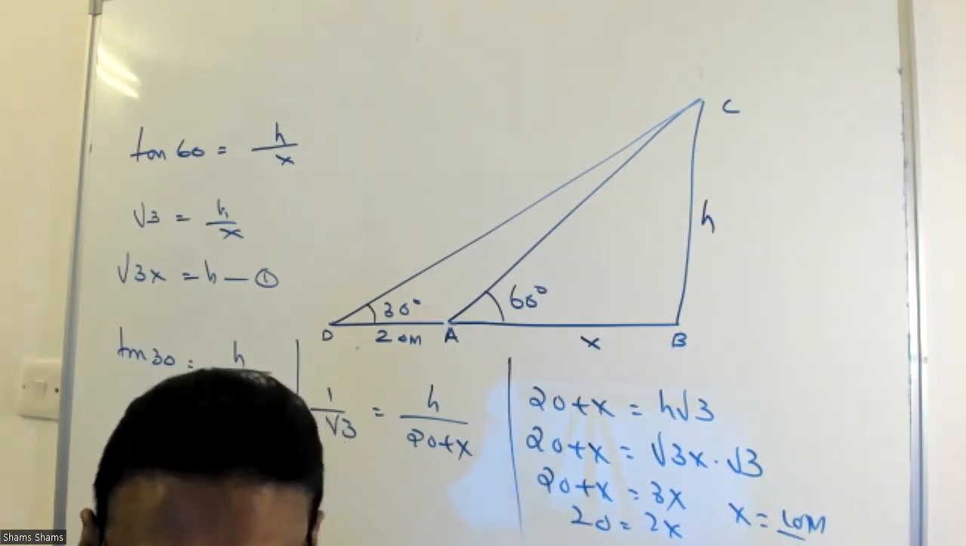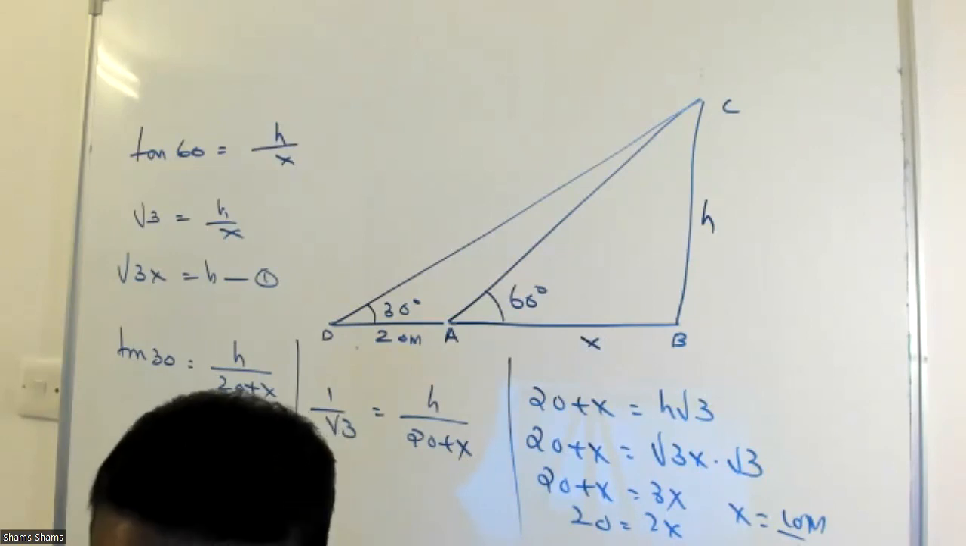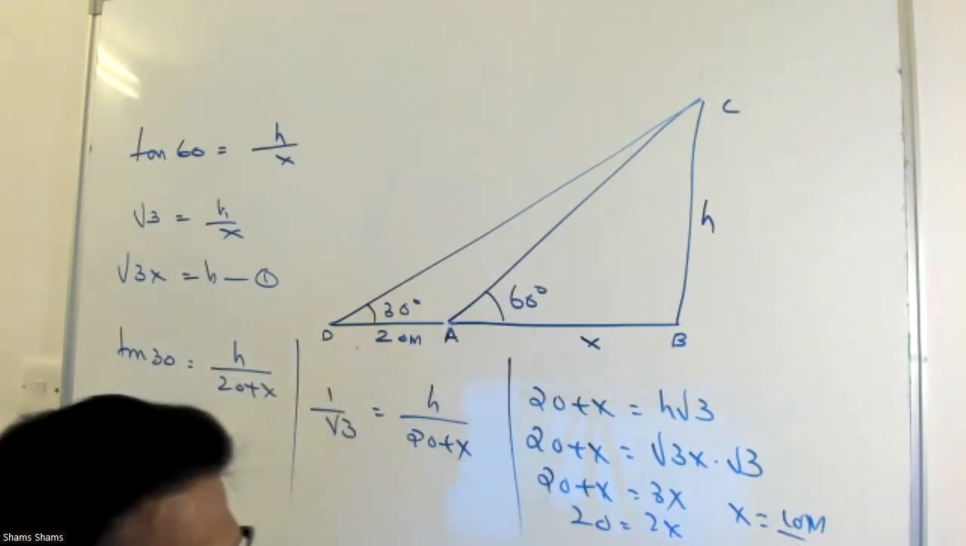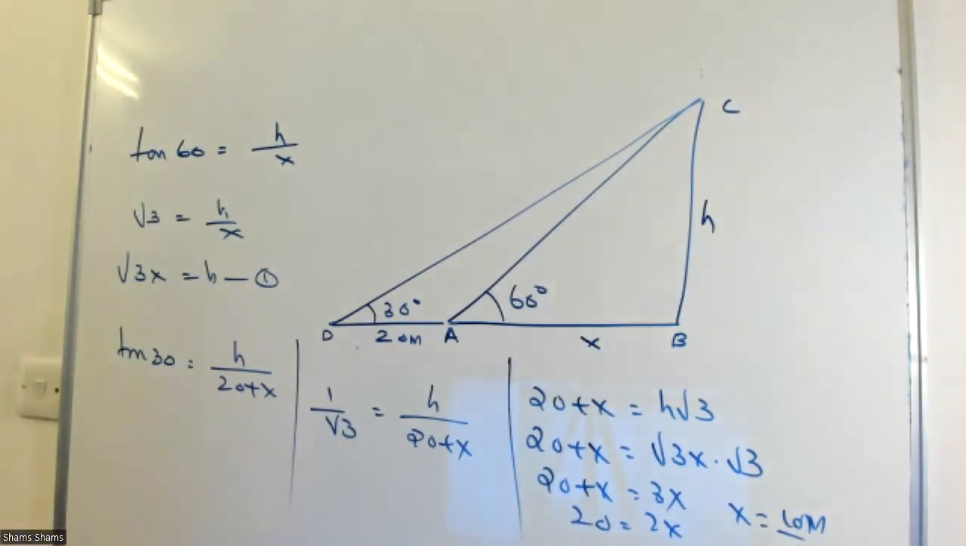Done, sir. What is the answer you got? The width is 10 meters, height is 10 root 3. Correct or no? Yes, sir. Everyone check these questions first, because the next question is a continuation. You should know these to study.